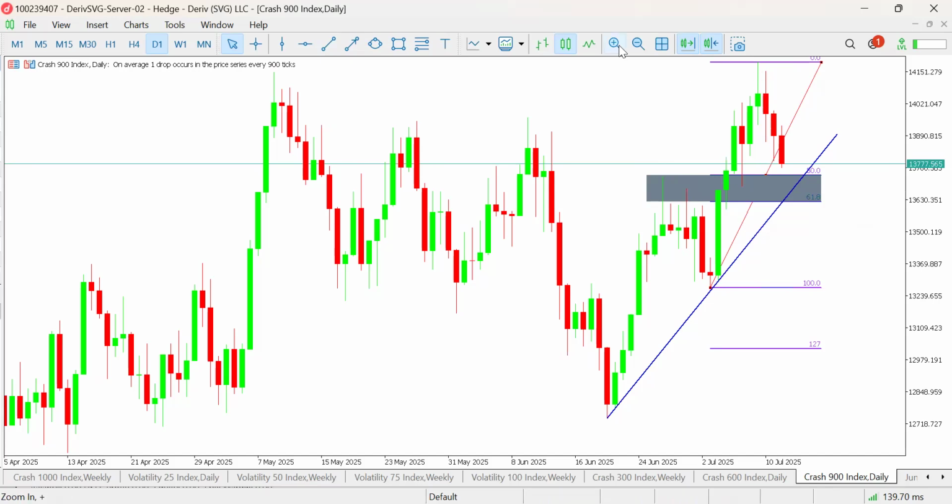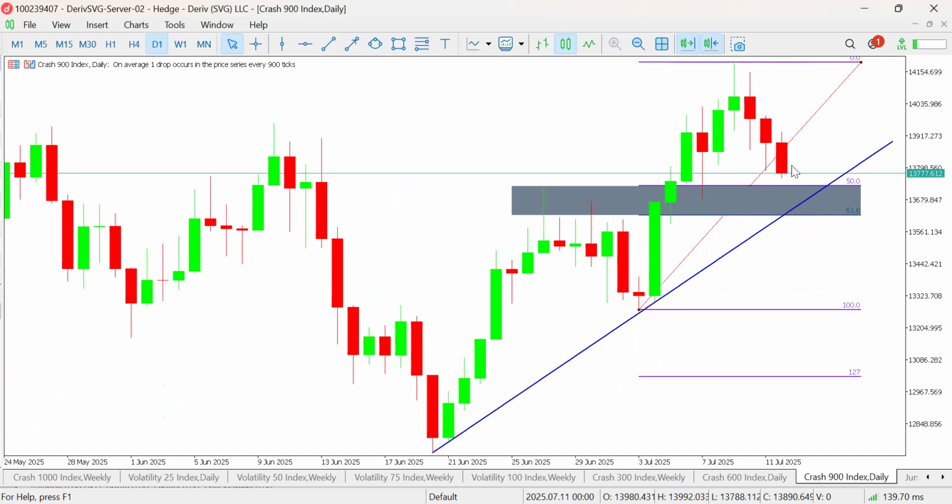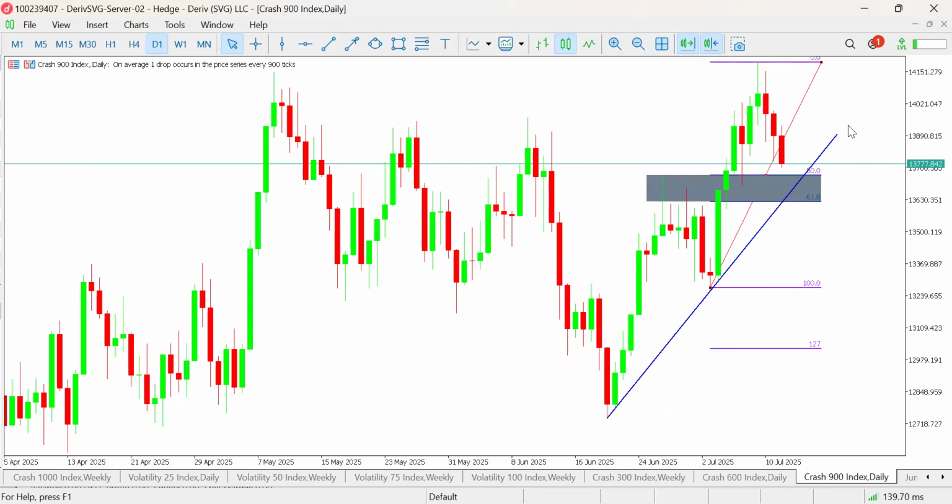And price is currently retracing towards this zone. So this confluence added together gives me a lot of confidence that if price should get into the zone, then there's a high probability. Remember, trading is a game of probability. There's a high probability that buyers will be able to push it to continue in the upward direction.